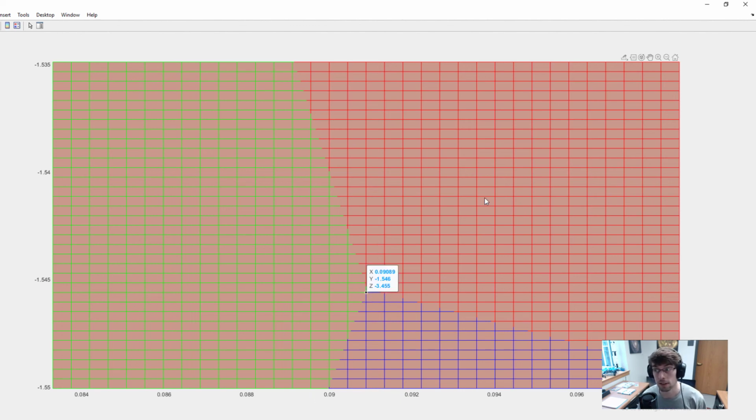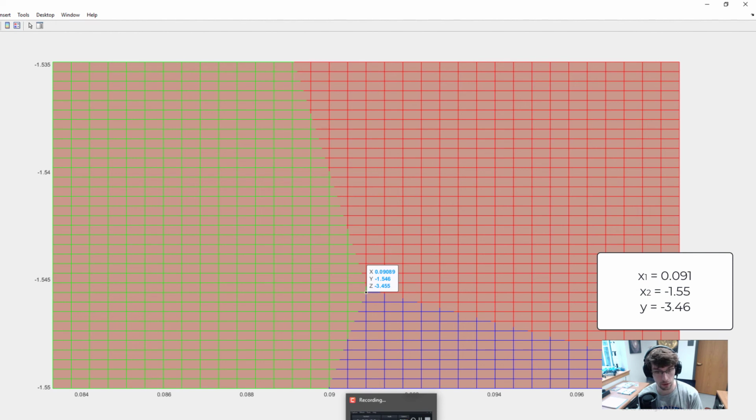And what do we get? We get a final value. Excuse me, let me write this down, and then I'll put it on our PowerPoint. We see that we get a final value of x1 is equal to 0.091. We get x2 is equal to negative 1.55. And we get that y is equal to negative 3.46. Cool, huh?